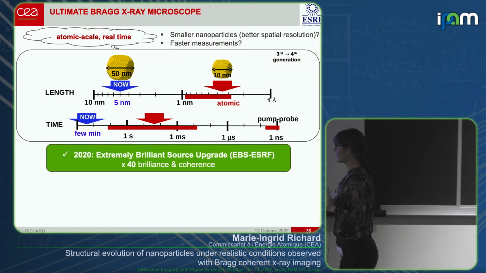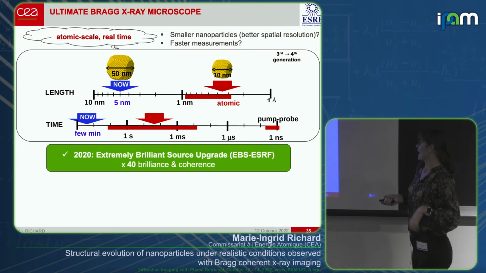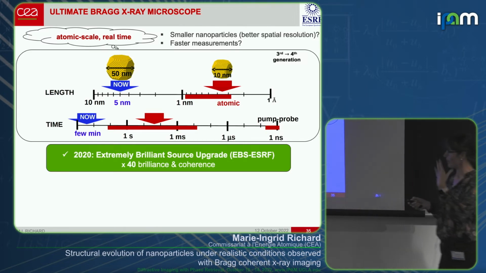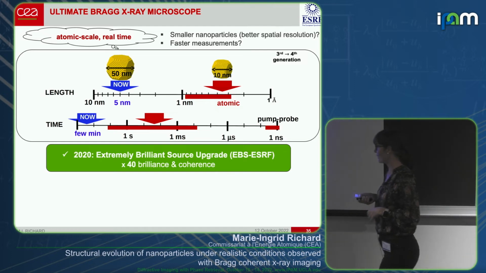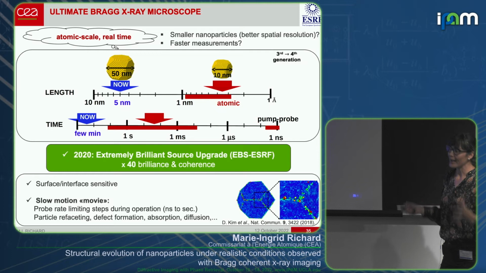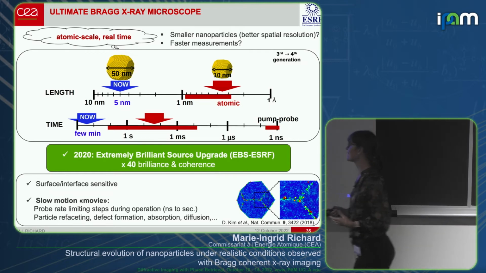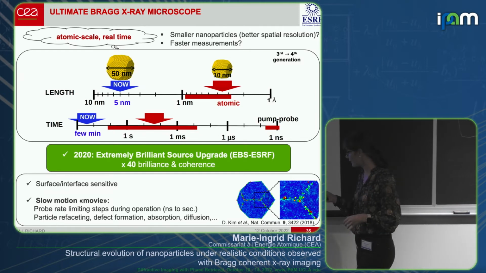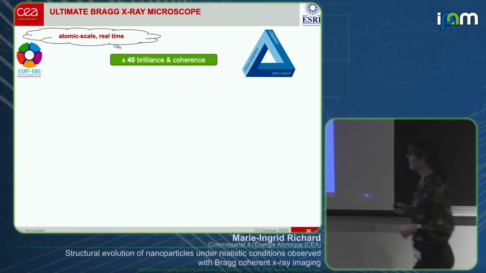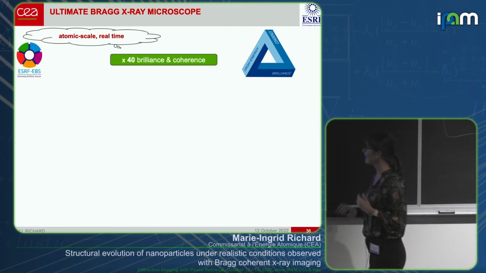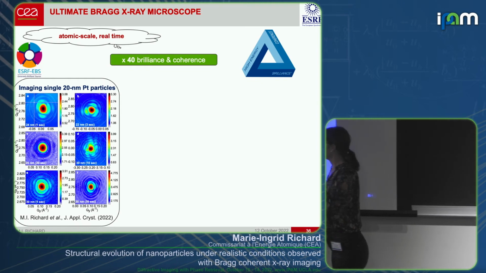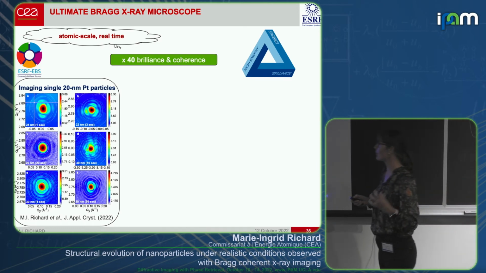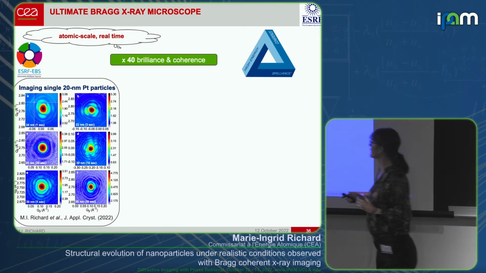And in 2020, there was an upgrade of the ESRF, and now we have an extremely brilliant source. It's an increase by a factor of 40 in brilliance and coherence. So the idea is to be more surface and interface sensitive and to make slow-motion movies to see different steps in chemistry and physics. So what have we done with this new beam? We have started to play with it, and we have demonstrated that it's possible to measure particles as small as 20 nanometers. This was quite interesting.